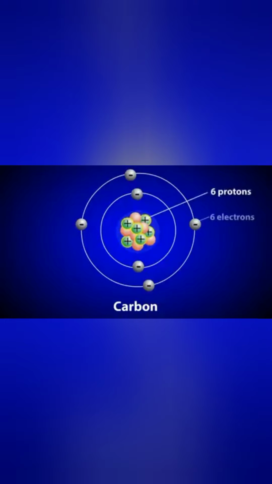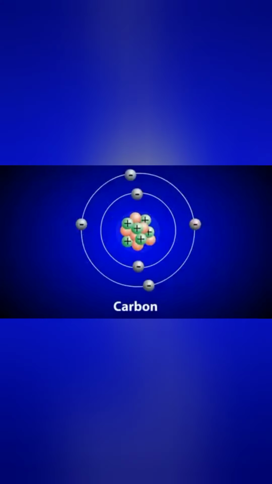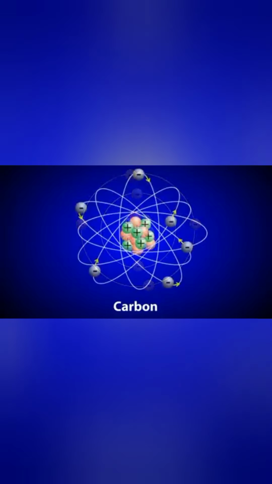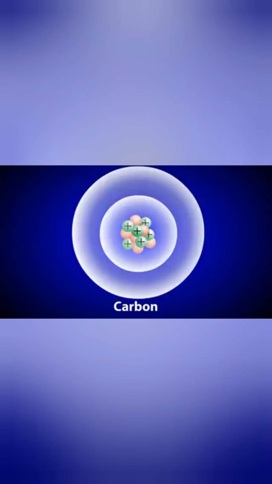All carbon has 6 protons, and therefore 6 electrons. However, there may be minor variations in the number of neutrons in atoms of an element. These variations are called isotopes. It's a little difficult to show the exact location of an electron. This is because electrons have almost no mass and orbit the nucleus of the atom at incredible speeds. Therefore, their precise location at any given moment can't be determined. For this reason, electrons are often shown as a negatively charged cloud around the nucleus.